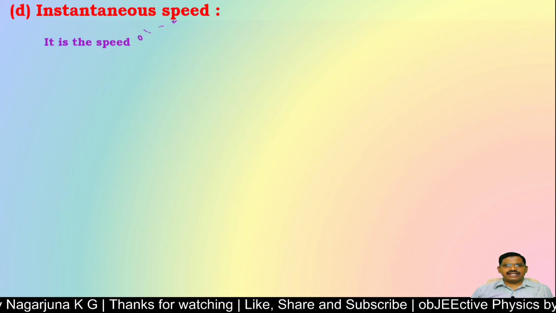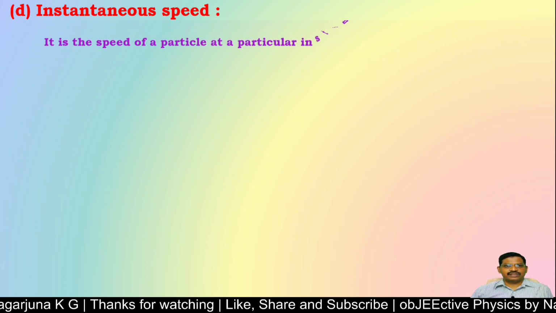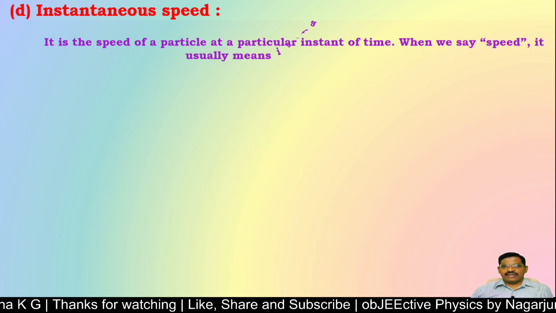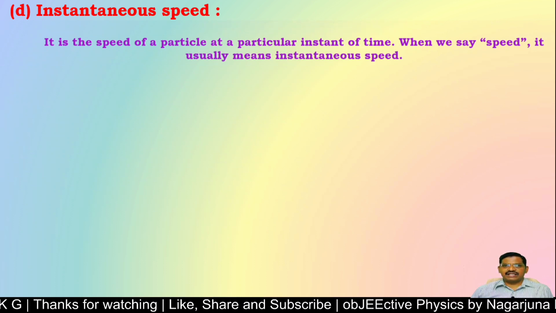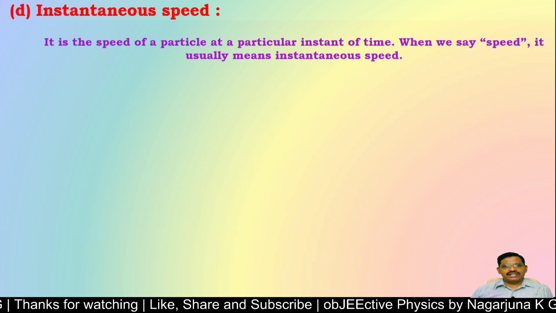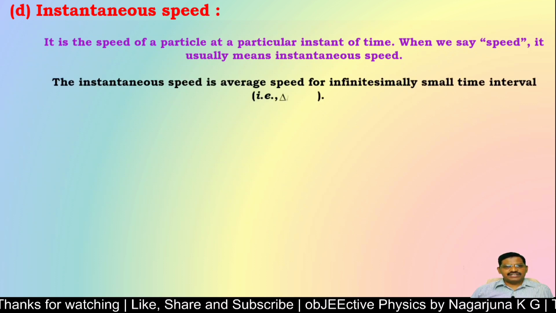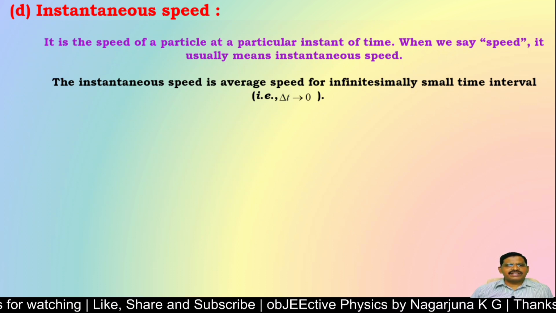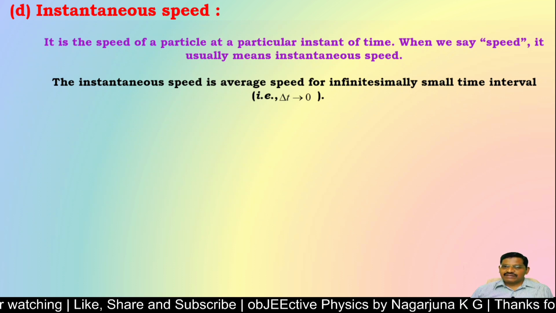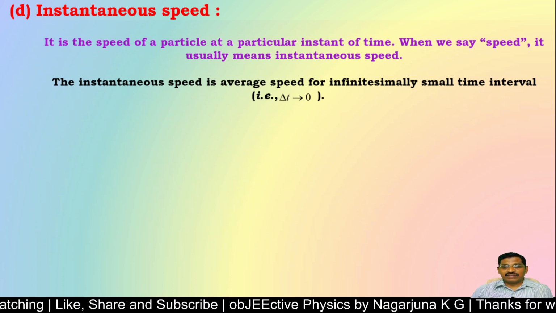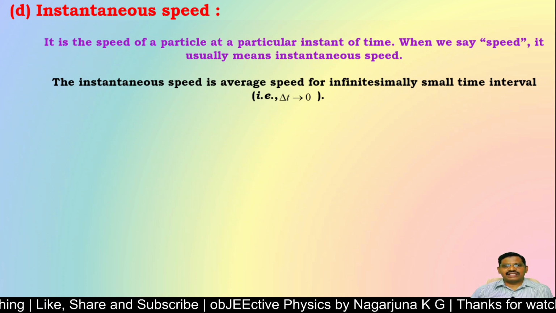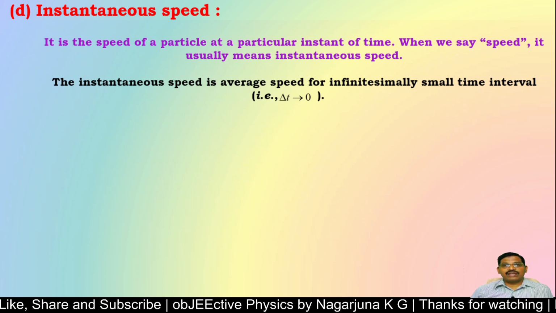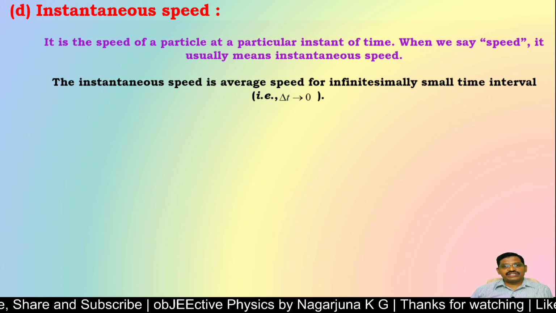Next one, instantaneous speed. It is the speed of a particle at a particular instant of time. When we say speed, it usually means instantaneous speed. Instantaneous speed can also be defined as the average speed for an infinitesimally small time interval. Infinitesimally means the time interval is approaching 0, that is, delta t tends to 0.